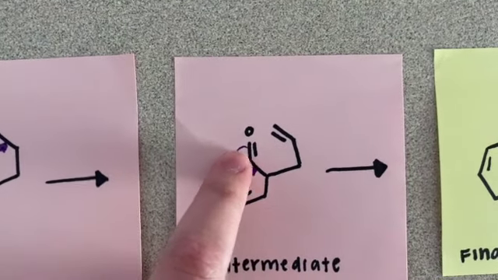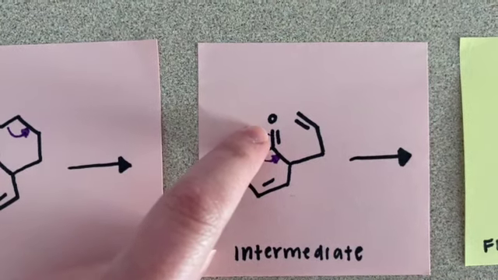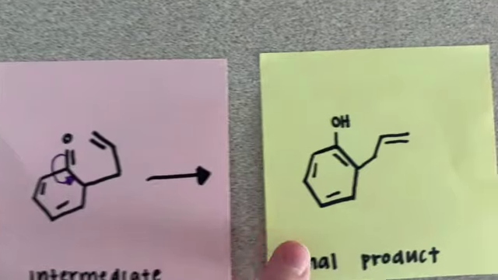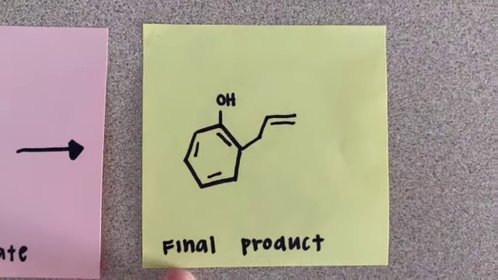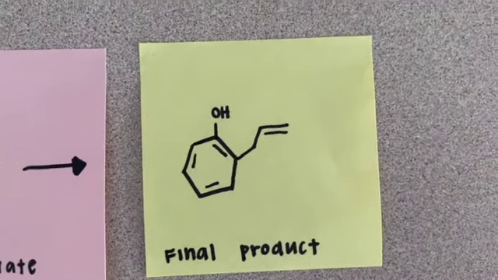And now the oxygen has a negative charge since the bond left, but this double bond will resonate back down into the carbon ring, giving us our final product, changing the oxygen to an OH since it lost its bond.